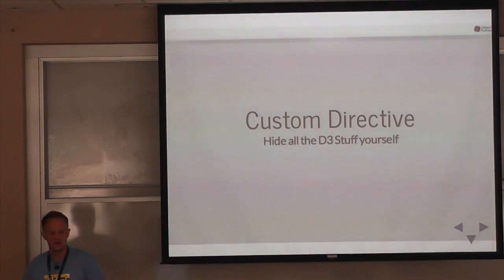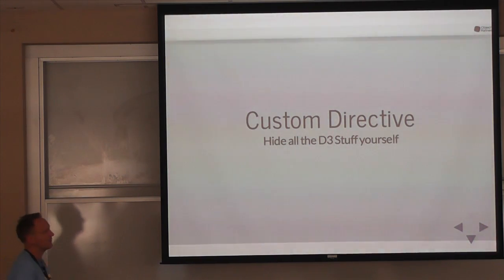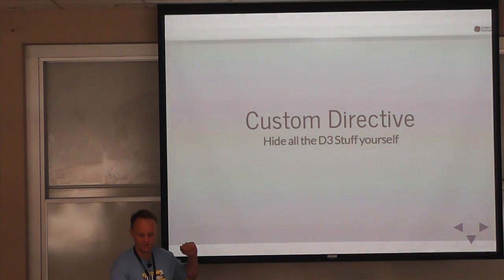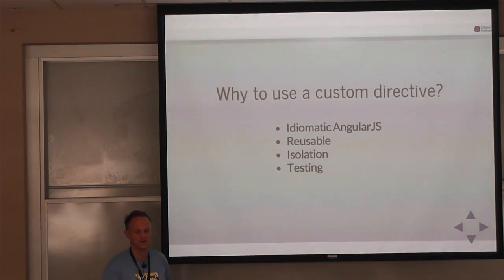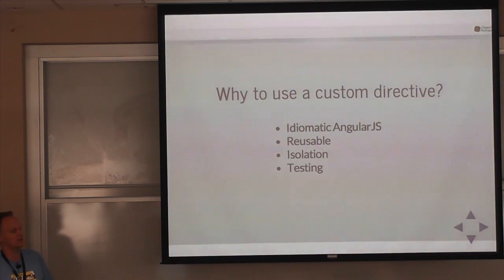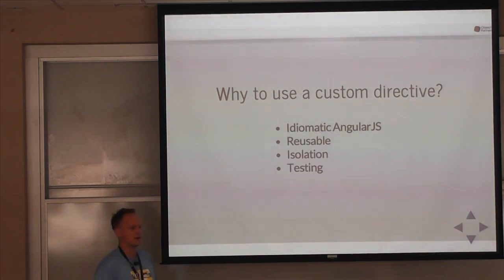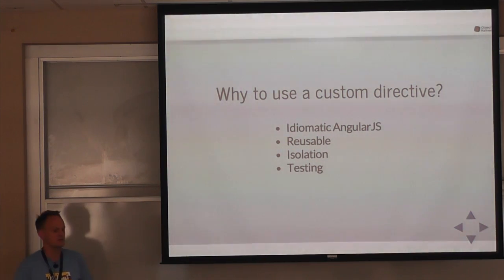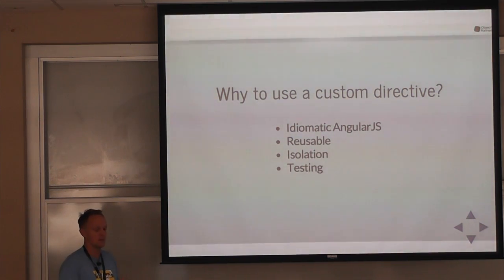So the next idea is a custom directive. This is probably the best way if you have to do a lot of custom stuff, and hide all the D3 stuff yourself. So why would you do that? It's idiomatic Angular. This would be the Angular way to do this. It's reusable. You can take those directives and reuse them, so you can create your own bar chart or pie chart directive and use that across multiple projects or across multiple places within the same project. And it's isolating the D3 code to the directive that's using it, allowing your controller to not have to worry about the imperative DOM binding, which enables easier testing.